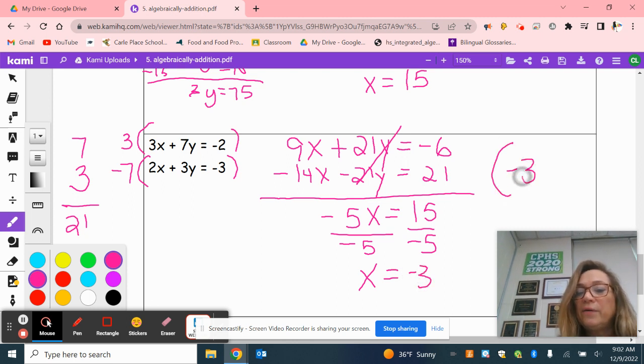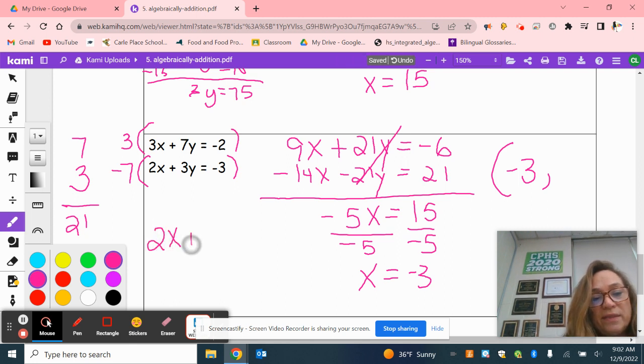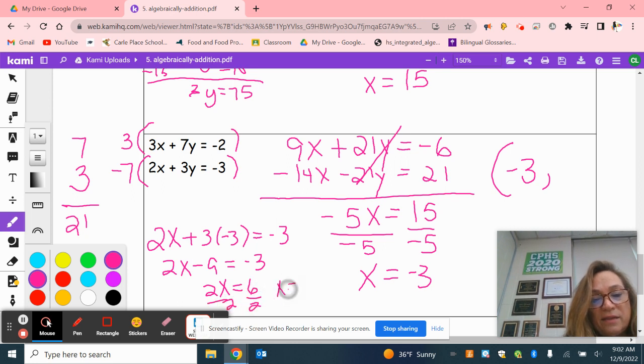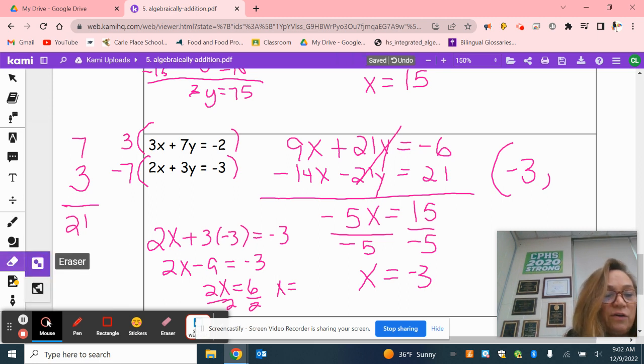Oh, okay, -3. Okay, so now I'm going to go back and find the y, and I'm so close to being done with this. All right. I'm going to add the 9. That's going to give me a 6. Divide by the 2, and that's going to give me a 3. And I plugged it in the wrong spot, so we got to start over.